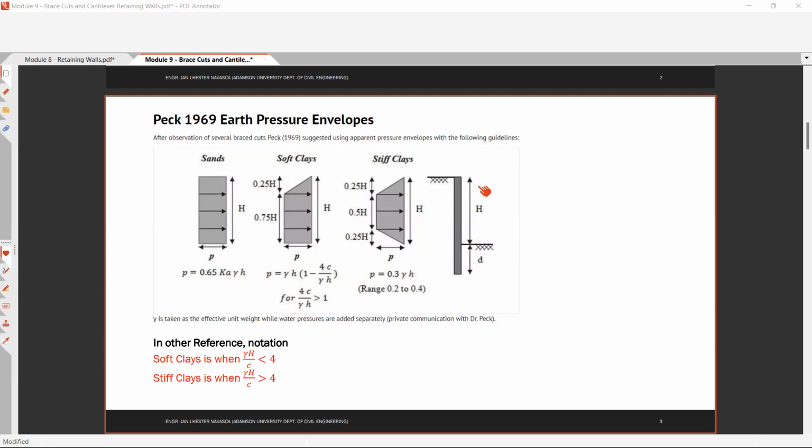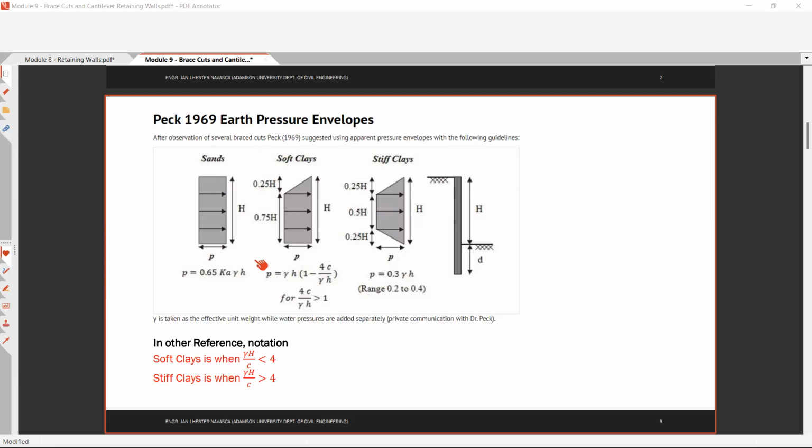Okay, so this is different class in lateral earth pressure. For the lateral earth pressure, di ba, we're considering different cases, di ba? Sa soil, due to water, due to backfill. Okay, so this time, using this Peck earth pressure envelope, okay, considering one soil only, no additional pressure diagram due to backfill, due to cohesion, due to water, the pore water pressure. Okay, so this time, ang kino-consider niya lang is yung soil.